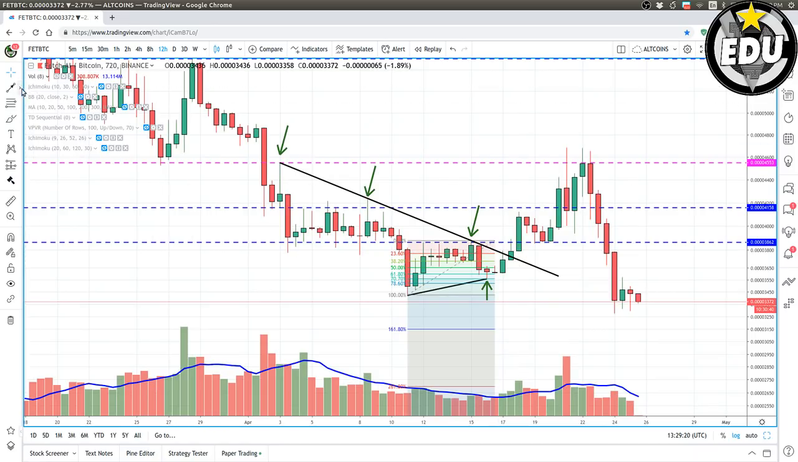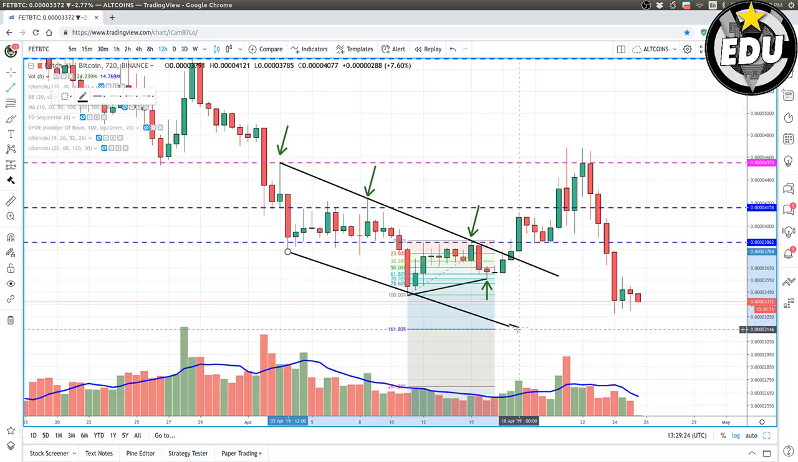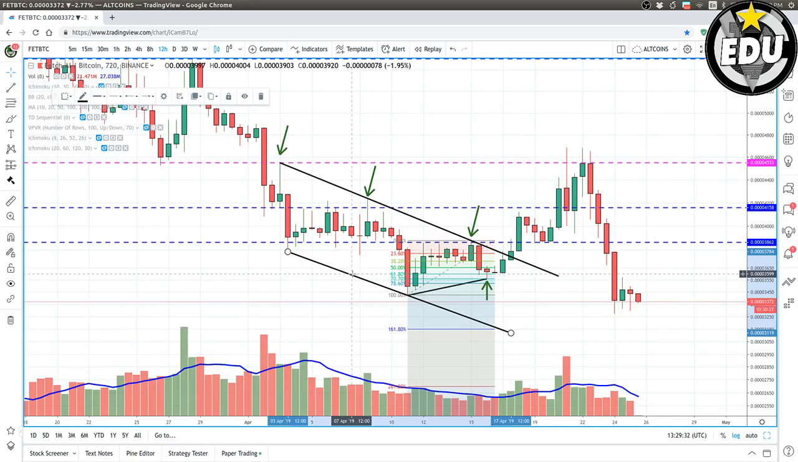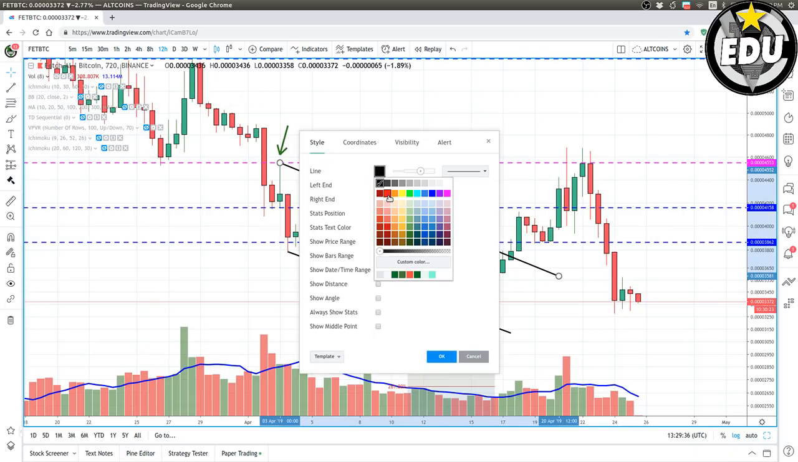Then I also trace another line connecting those two lows to trace a flat downtrend channel, or a falling wedge. But this is not as important as the top one. The top one is the one that I was really looking at. Okay.